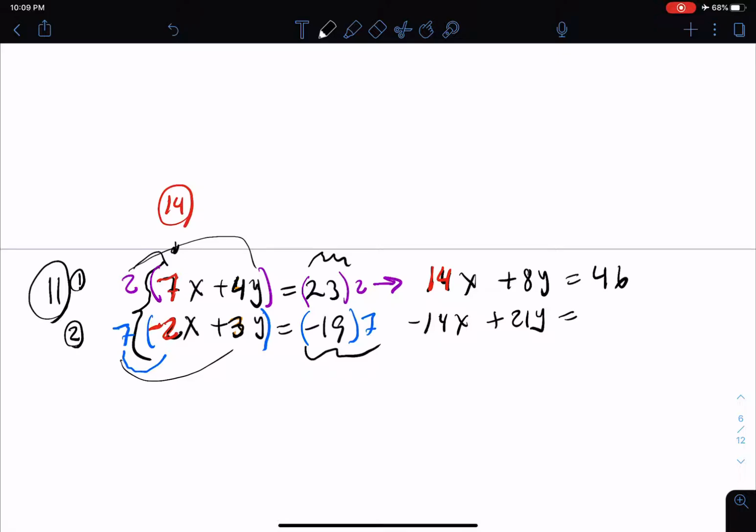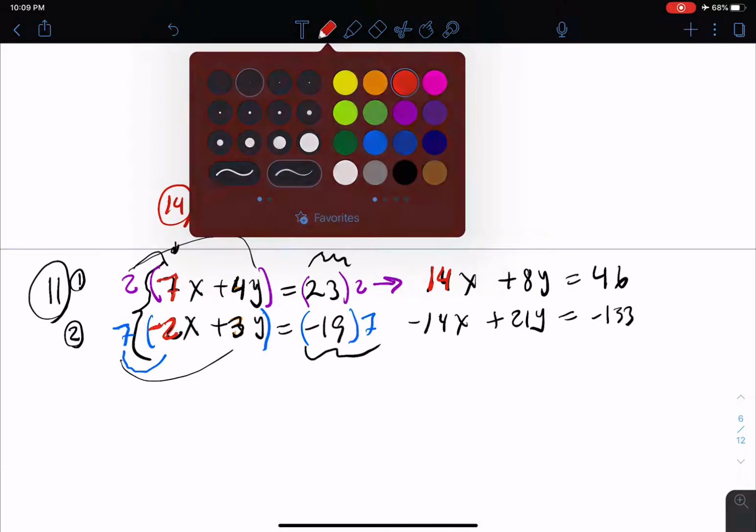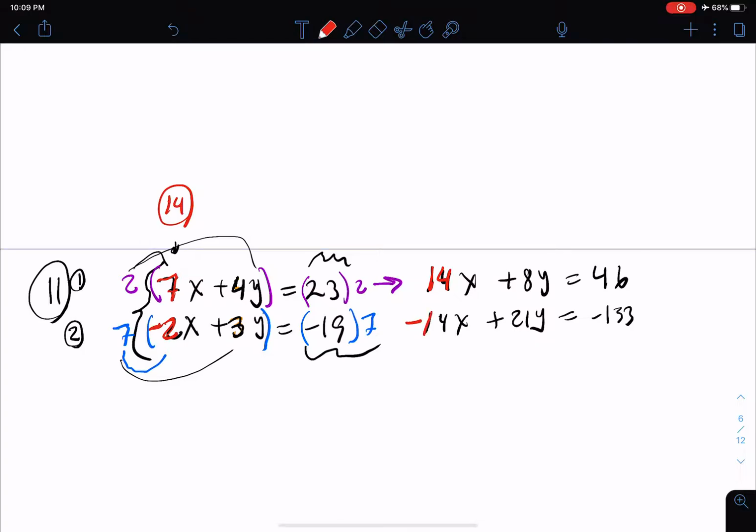-19 times 7, I'm just double checking, yeah, is -133. That's what I said, I just want to make sure, -133. So now, the beauty of this is that we've got it set up for something that really has to happen, otherwise you're not going to eliminate anything, and that is we've got these opposite numbers here.